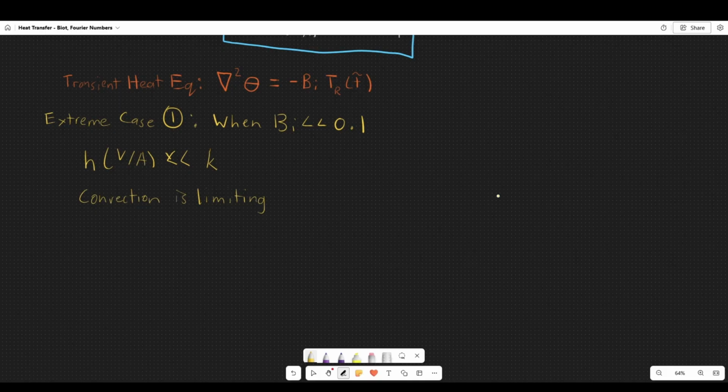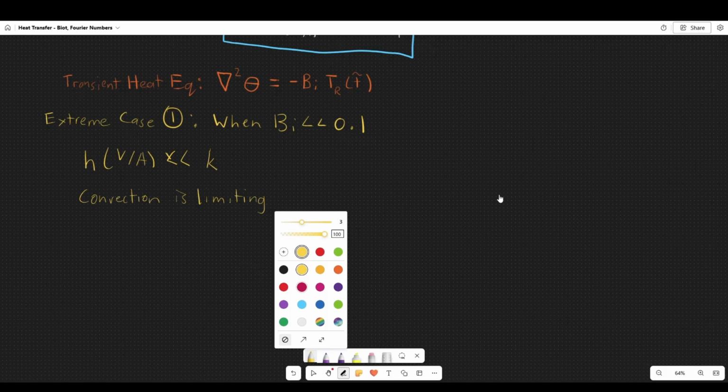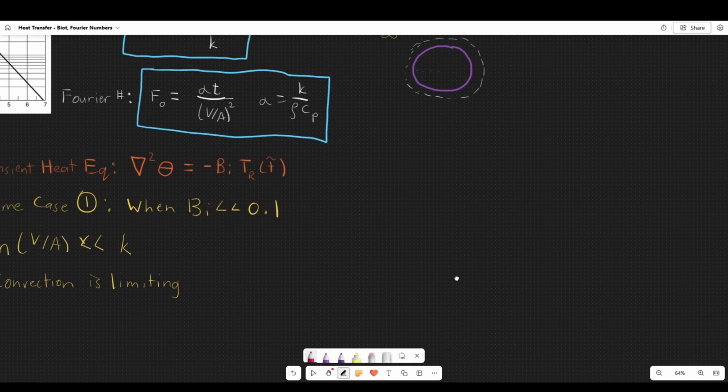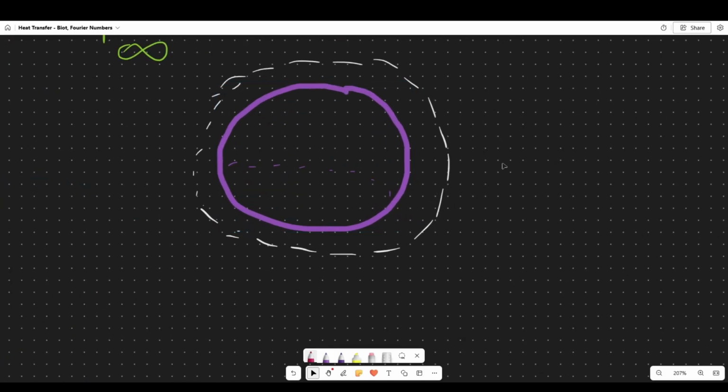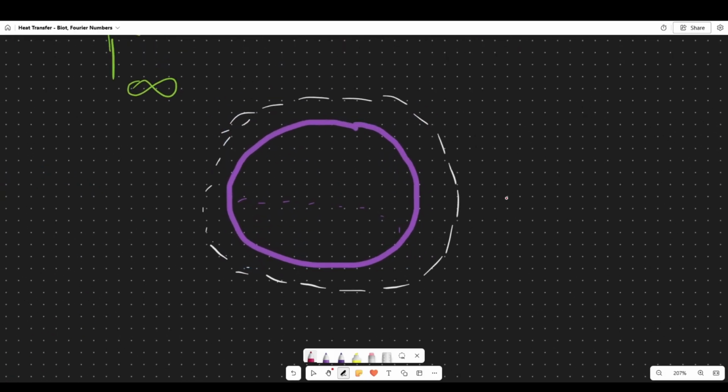So now that we've identified that, we can intuit what the temperature profile might look like in that sphere. If I was to go up here and really zoom in on the sphere, let's say that I have the temperature here, right? It's coming in. It would dip, right? Because the resistance is really high across convection. But then the conduction is happening instantaneously.